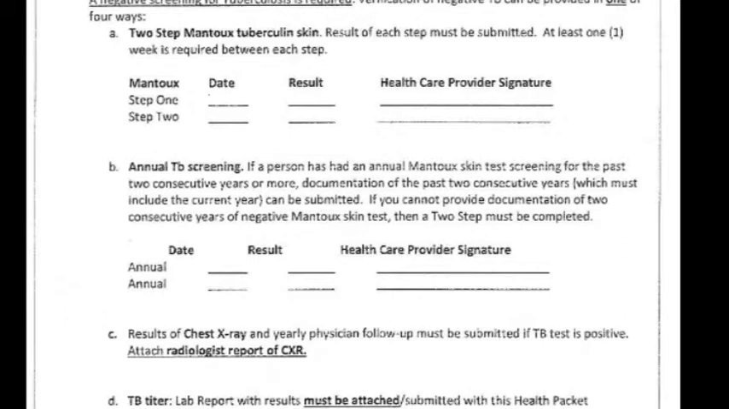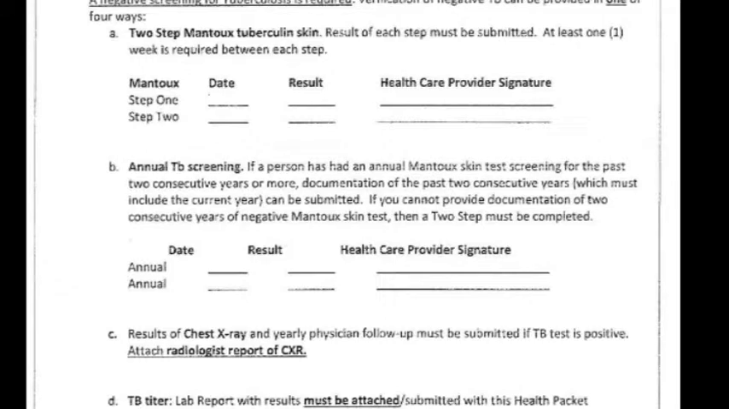Fourth, TB titer. Blood work can be done called a TB titer. If you get this done, we need a lab report, not any other kind of documentation. Again, a negative is good, hence one trip, but the cost factor may be a lot different.